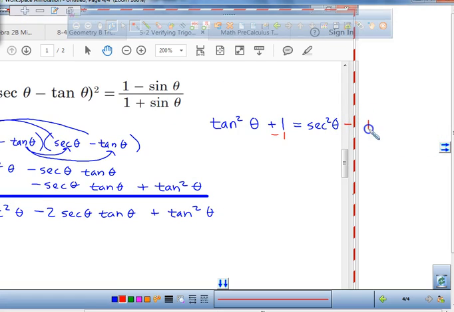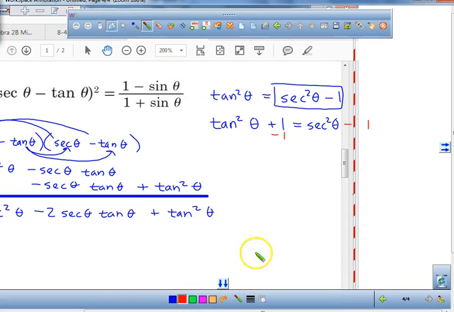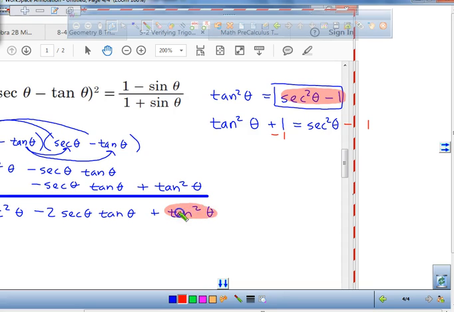I'm going to take away a 1. So what is the tangent squared of theta technically equal to? It's equal to the secant squared of theta minus a 1. So you guys see that right there? What I'd like you to do is take this little piece of information right here, and I want you to substitute it for this guy right here. So instead of tangent squared theta, what are you going to write instead of it? Secant squared theta minus 1.